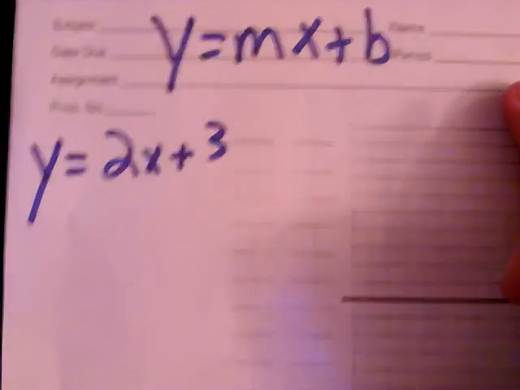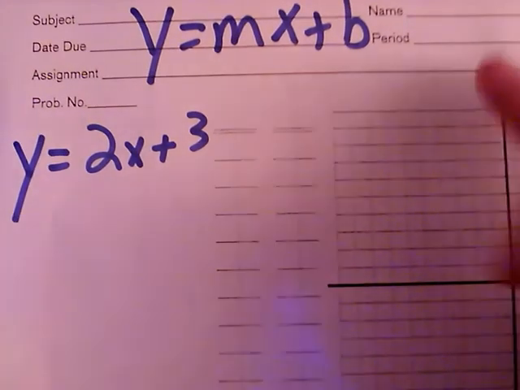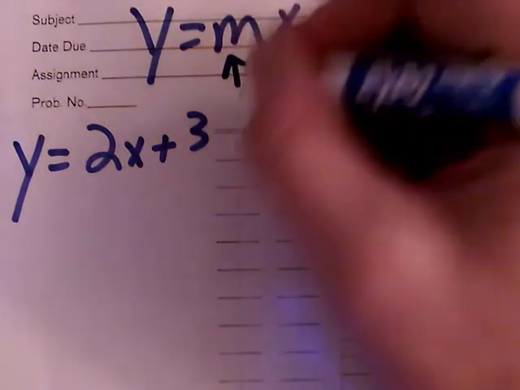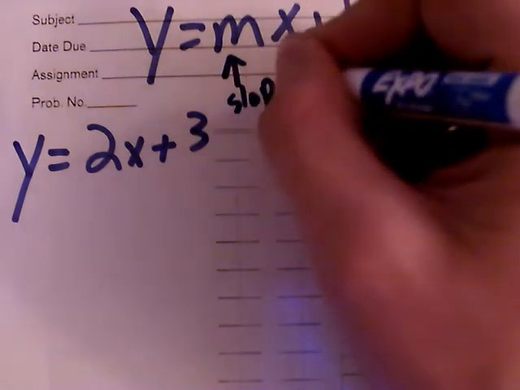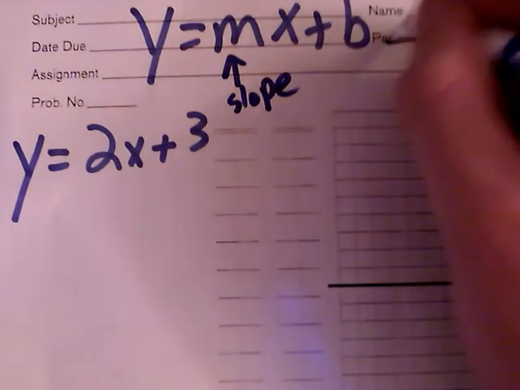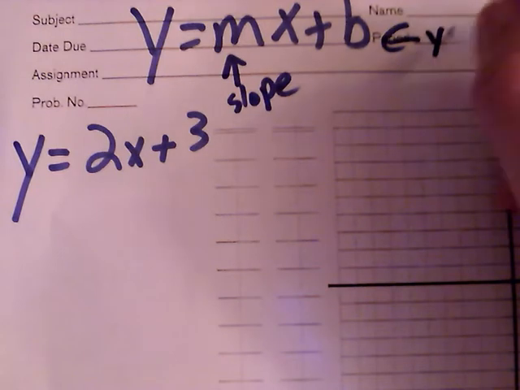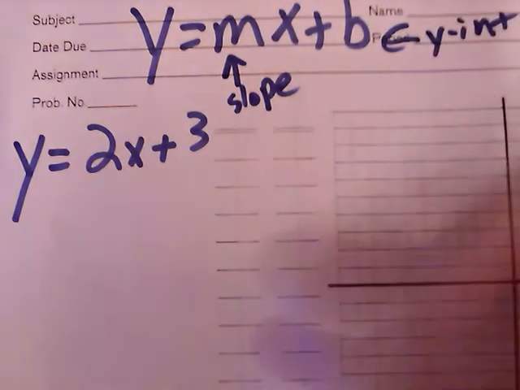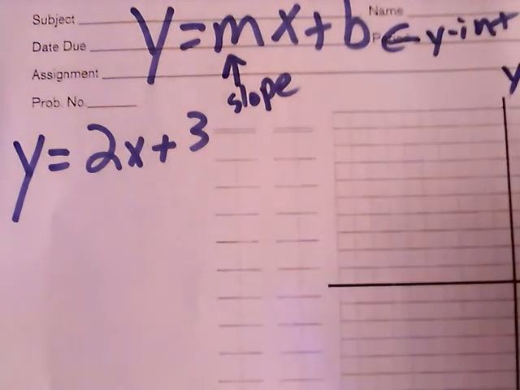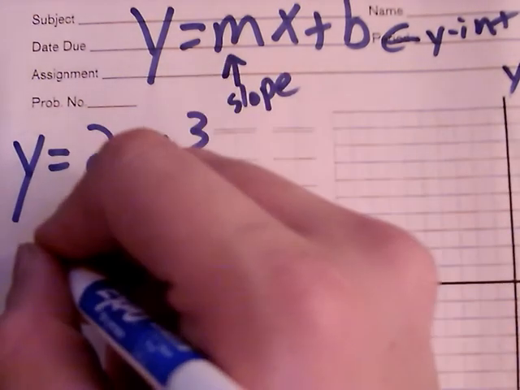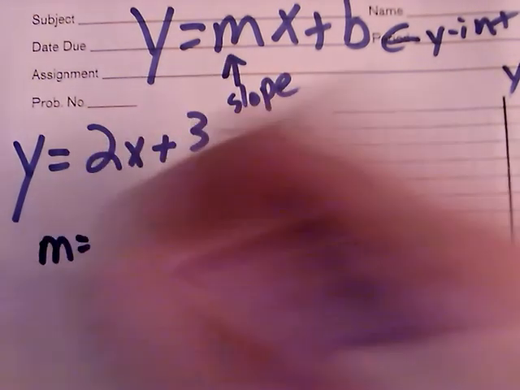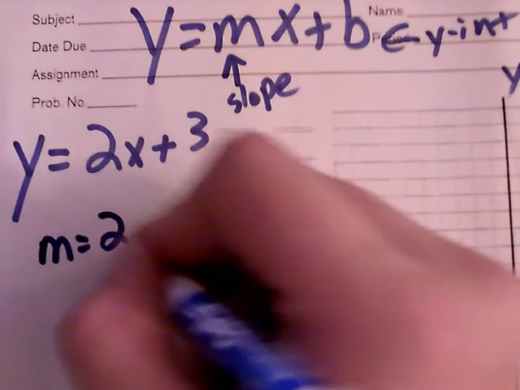So one thing we've talked about is just being able to identify what the slope is. Now remember, m is your slope and b is your y-intercept, meaning where my line crosses my y-axis. Now in this problem here, you have to identify that the slope as an m is 2.